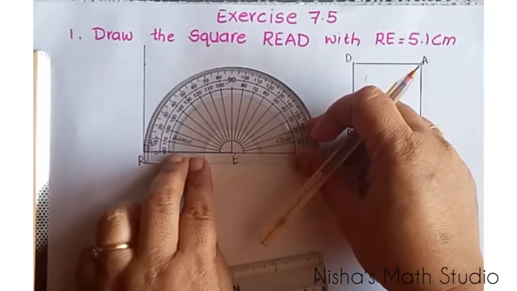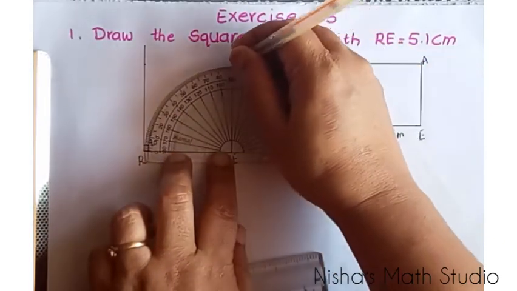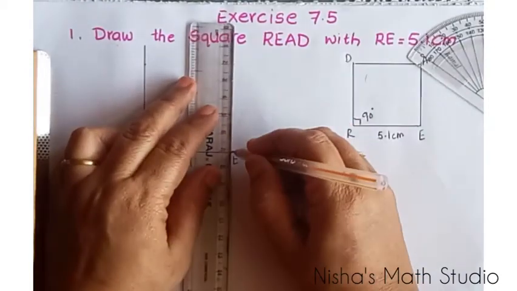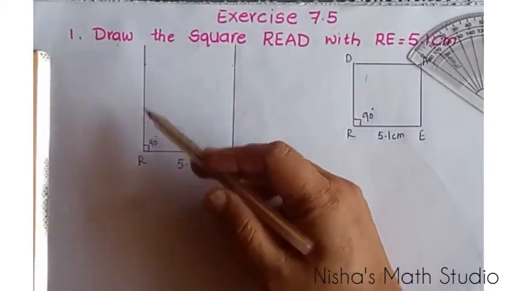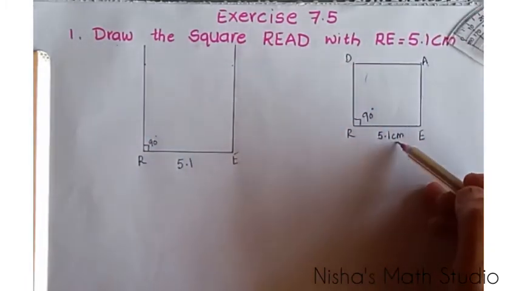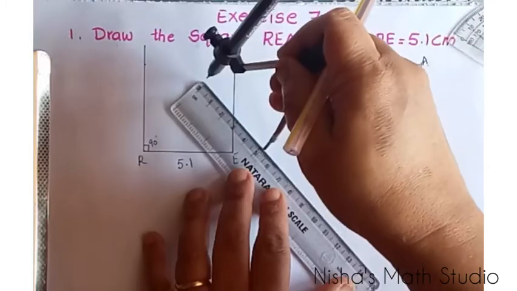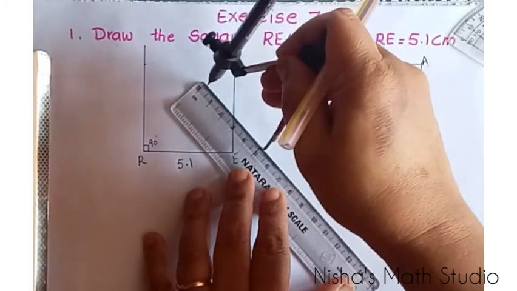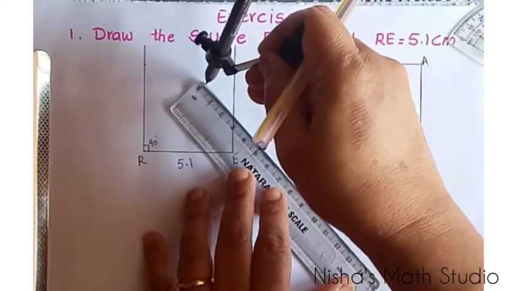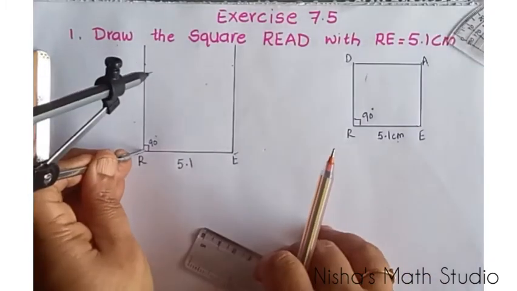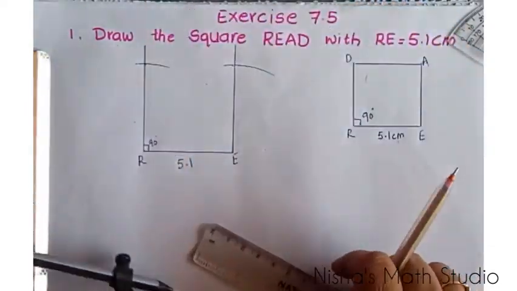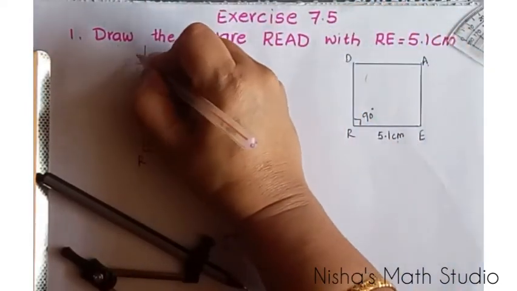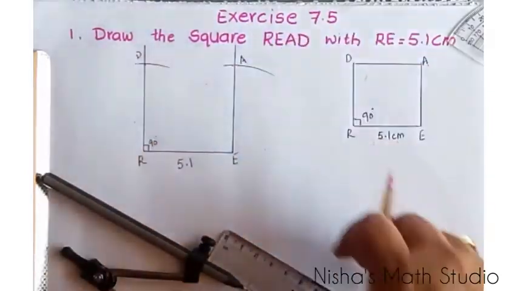At point E, we have to mark an angle of 90 degree. Draw a line passing through it. Now we know the distance in order to get D and A. That's also 5.1. Adjust the arc to 5.1. From R you cut this line. From E you cut this line. So these 2 points are D and A.